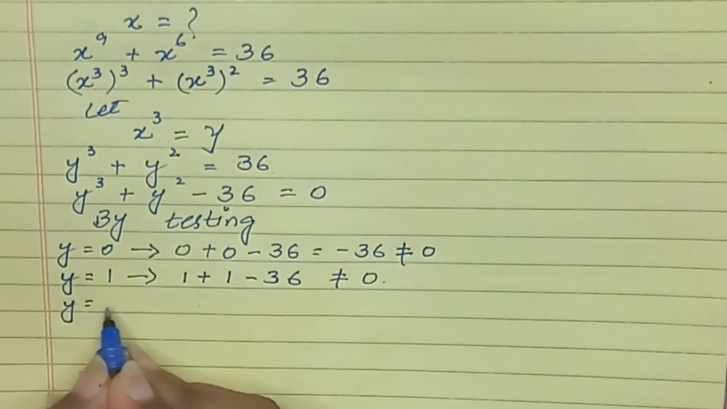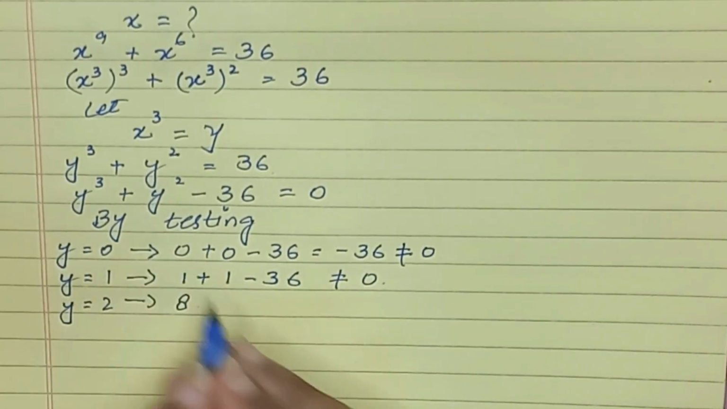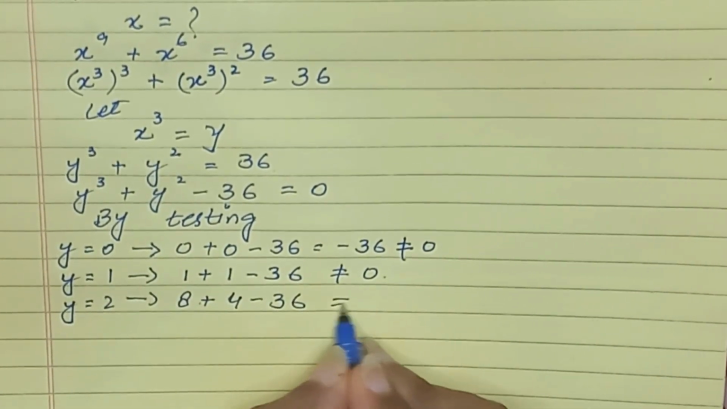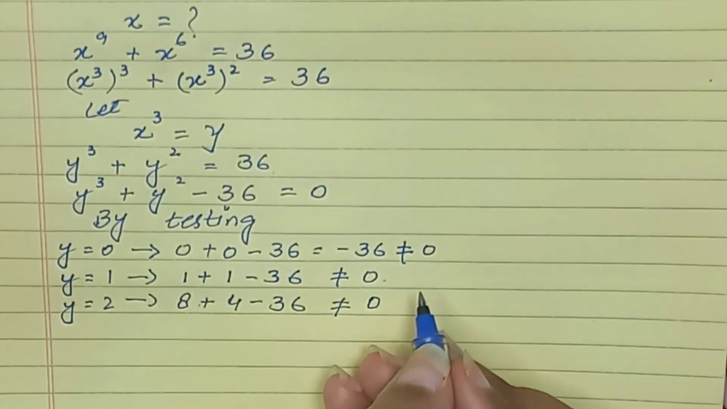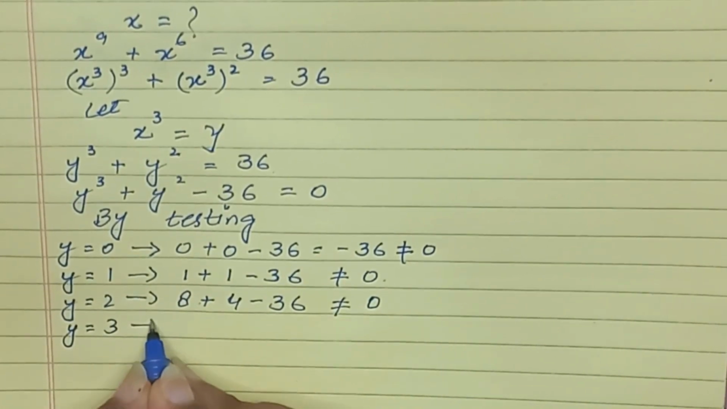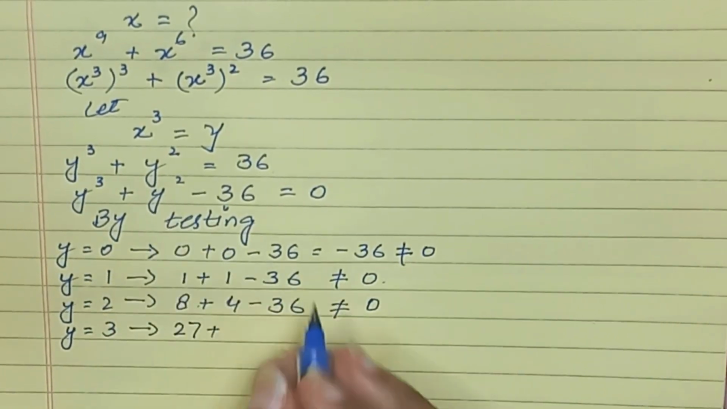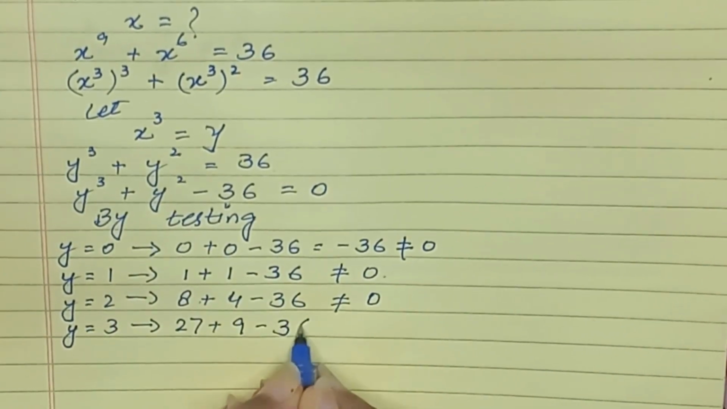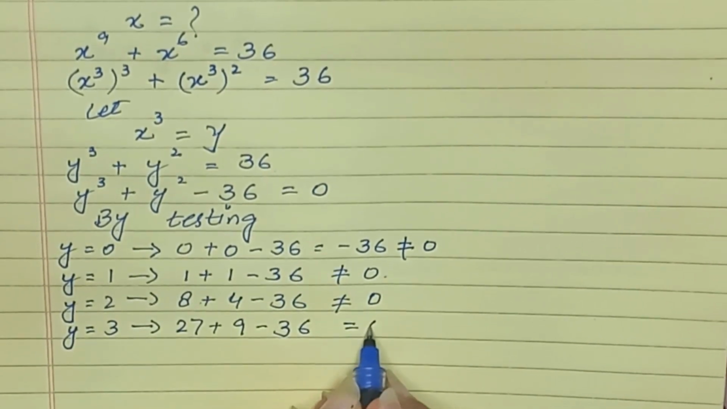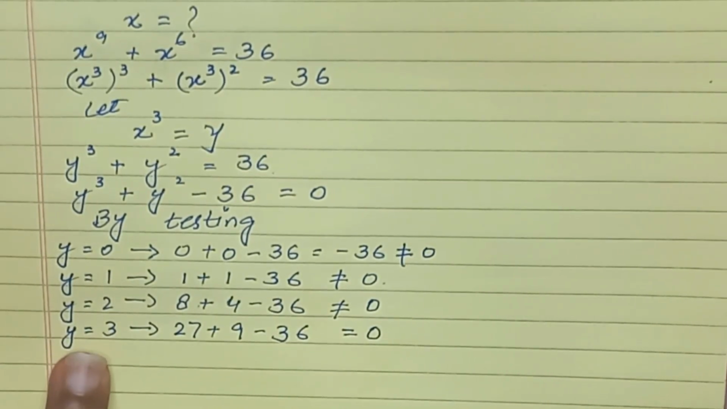Now for y equal to 2: 2 cubed is 8 plus 2 squared is 4 minus 36, which is also not equal to 0. Now we will check for y equal to 3: 3 cubed is 27 plus 3 squared is 9 minus 36. 27 plus 9 is 36, and 36 minus 36 is equal to 0. It means one factor of this equation is y minus 3.